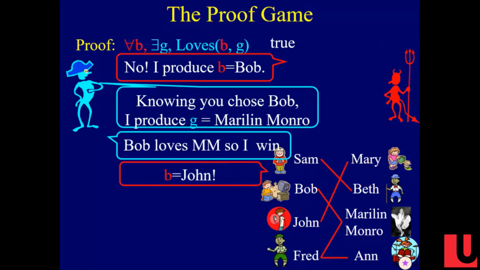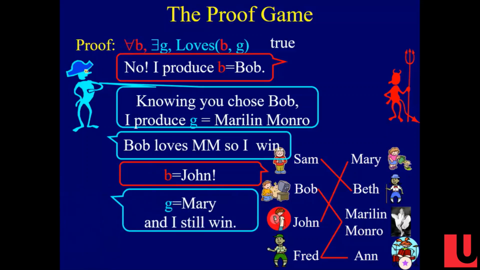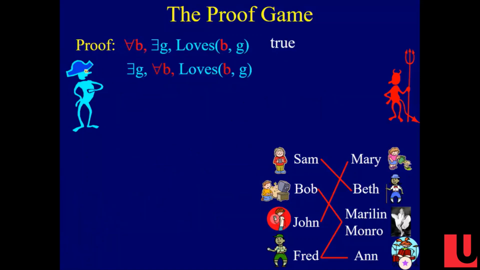So we could try to play the game again, right? He could say Bob, he could say John, right? And I say Mary, and then I win, right? And when do I win? I win when for everything he could say, for every move, right?